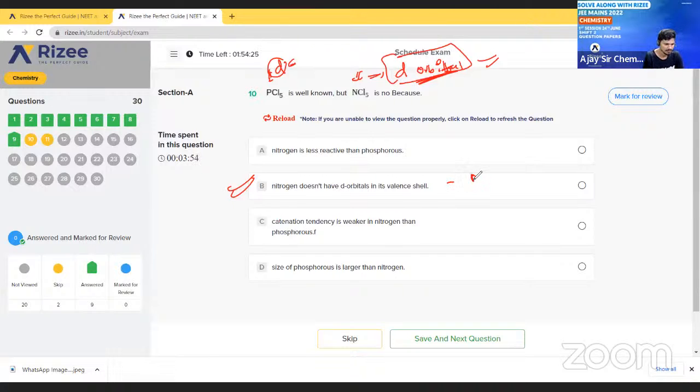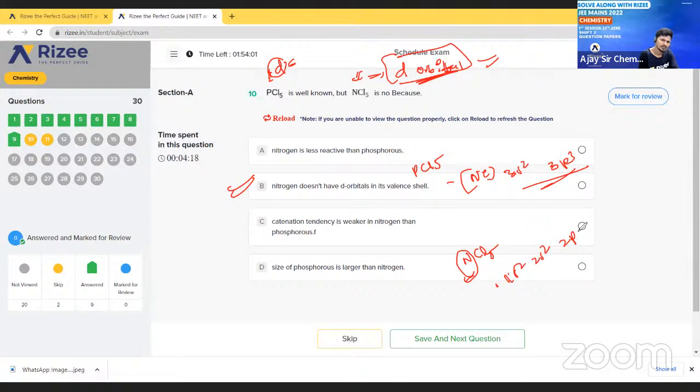So phosphorus has neon 3s2 and 3p3, and this gives PCl5. And when it comes to NCl5, what is the electronic configuration of nitrogen? Nitrogen is 1s2, 2s2 and 2p3. There is no 3d in nitrogen, but in phosphorus 3d is there, 3d0. Phosphorus has 3s2 and 3p3.